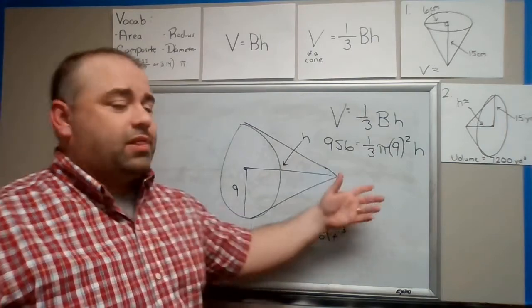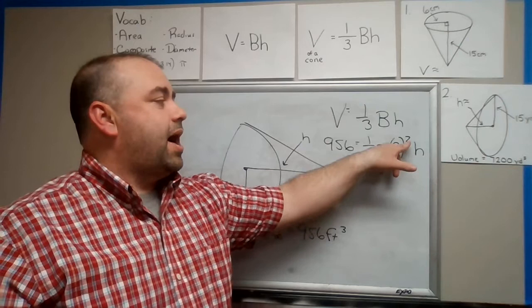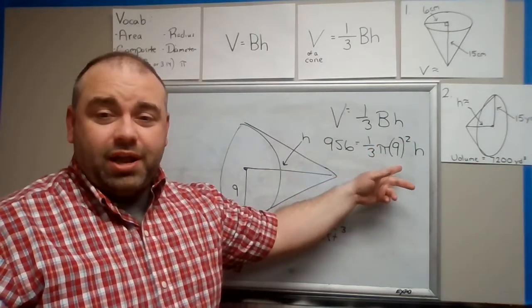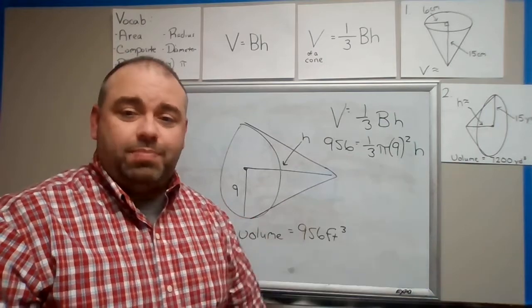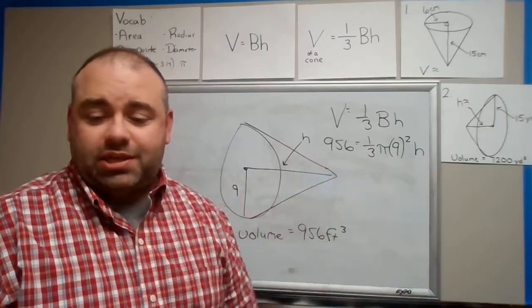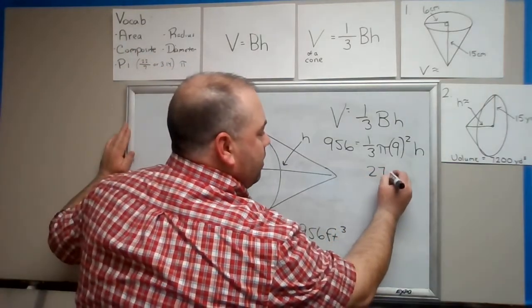So when I start solving this, I'm going to have some different things to do. So what can I do? I can go 9 times 9, we get 81. I can go 1/3 of 81. So if I cut 81 into 3 parts, I can get that. I can go h, I can divide it. I have all kinds of things I can do. So when I start doing this, I'm going to end up with 27 pi.